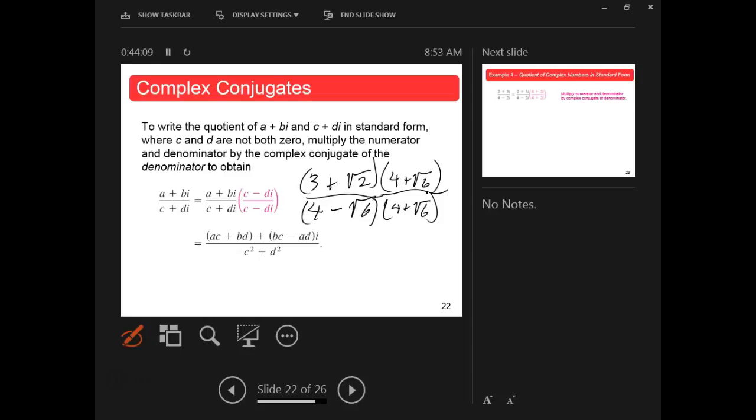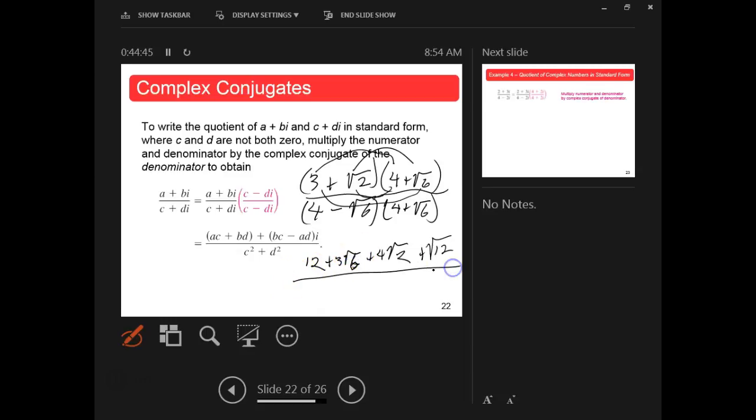The numerator becomes a little bit of a mess, but we can live with it. FOIL it. 12 plus 3 root 6 plus 4 root 2 plus, say again, square root of 12, okay? You can multiply under the square root, okay? This is a 6 there, it's a really ugly 6, okay?